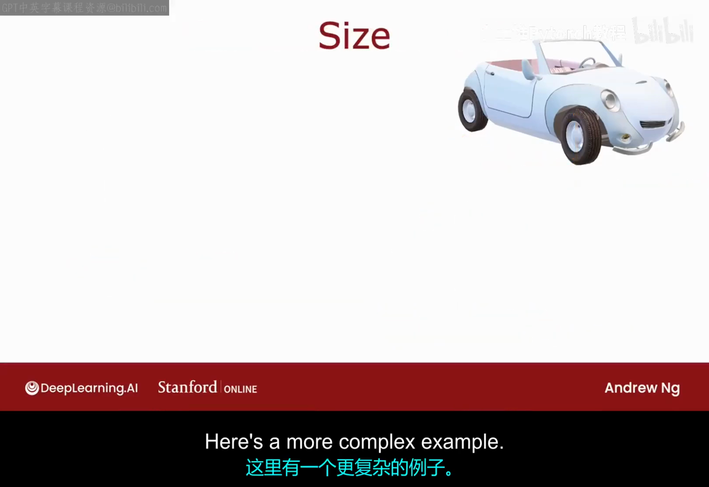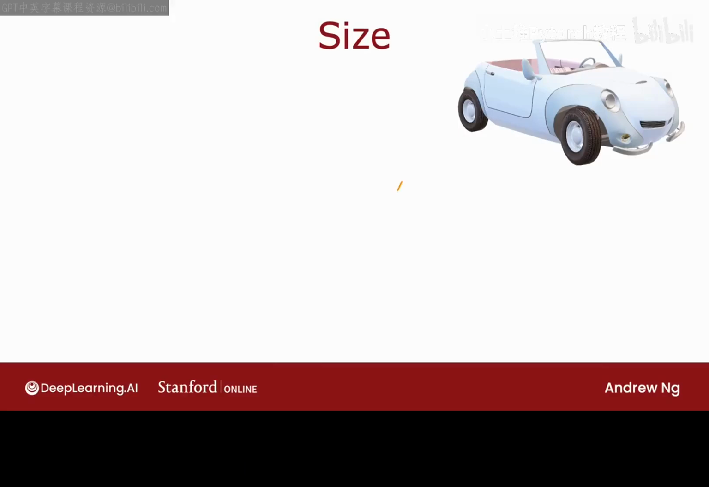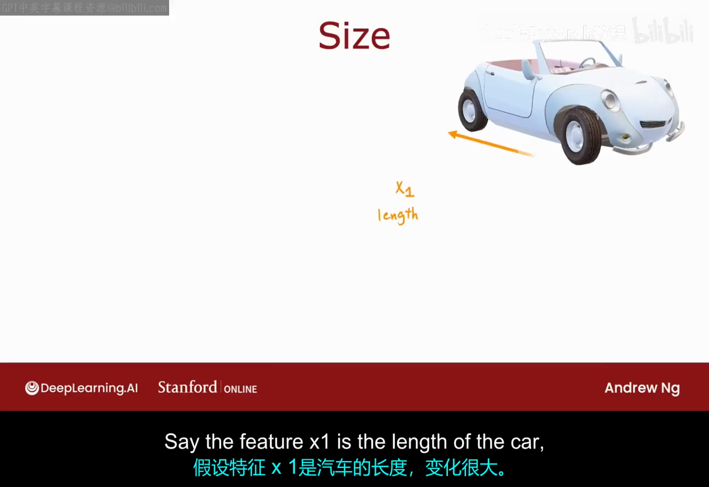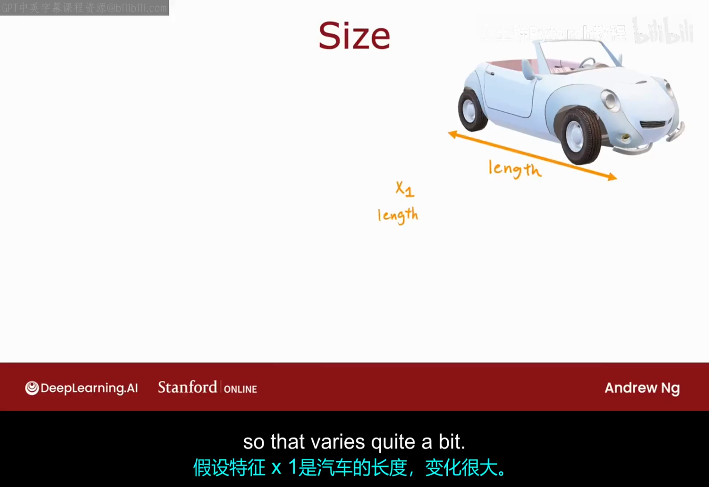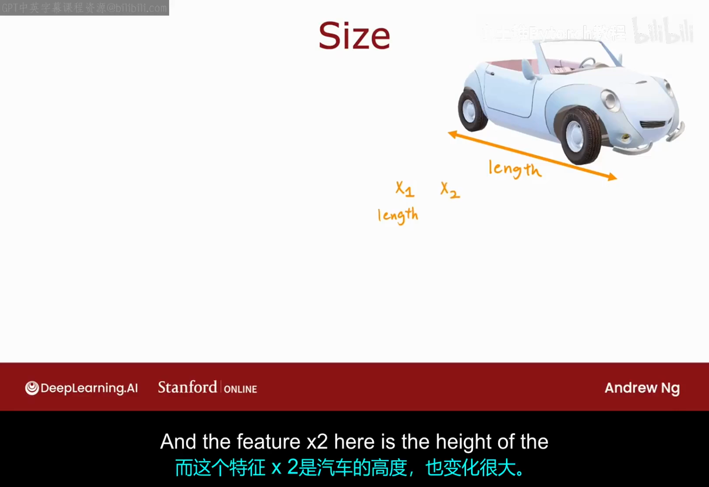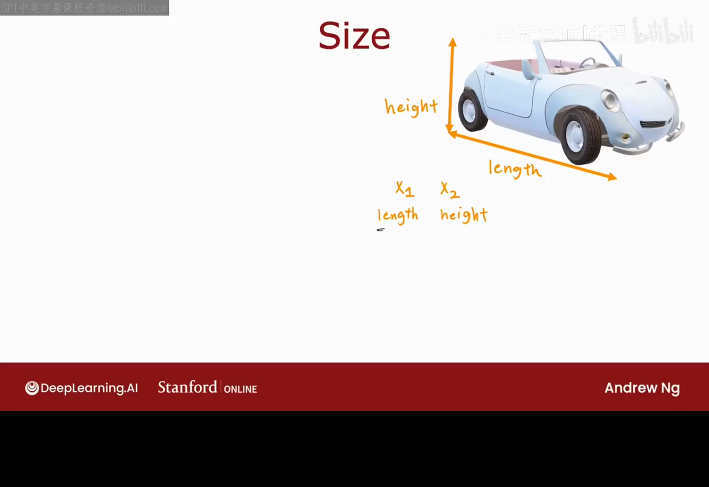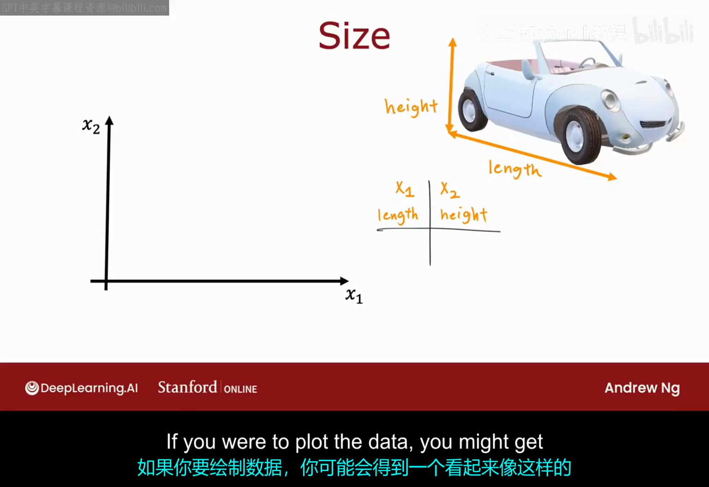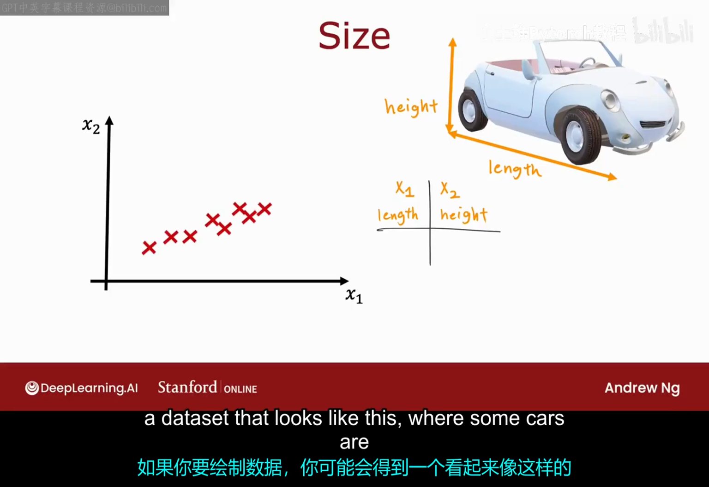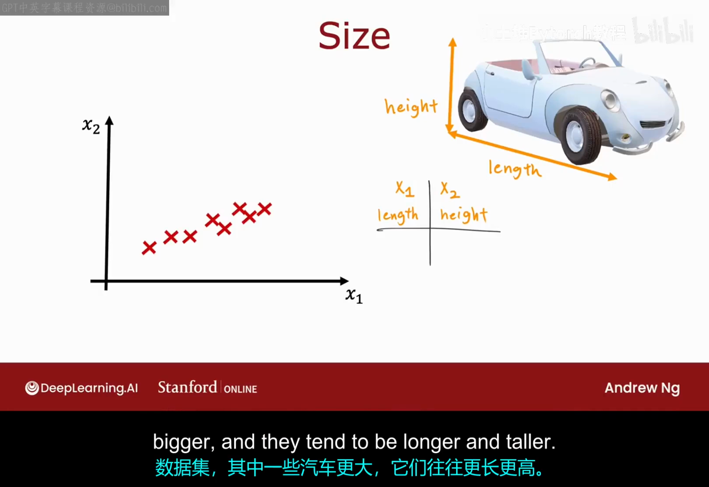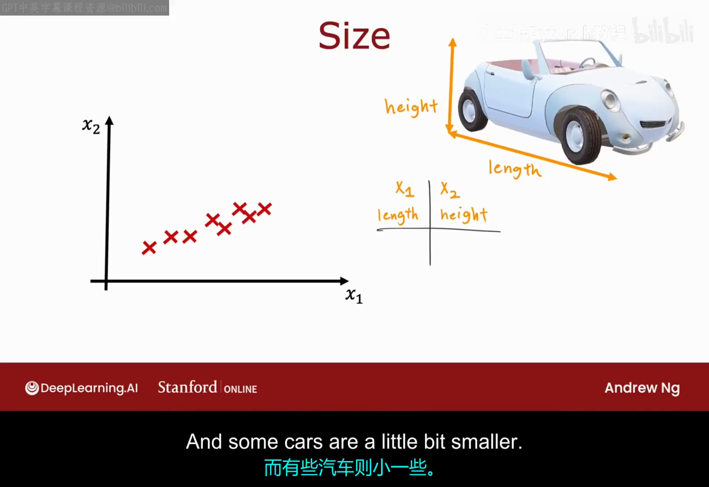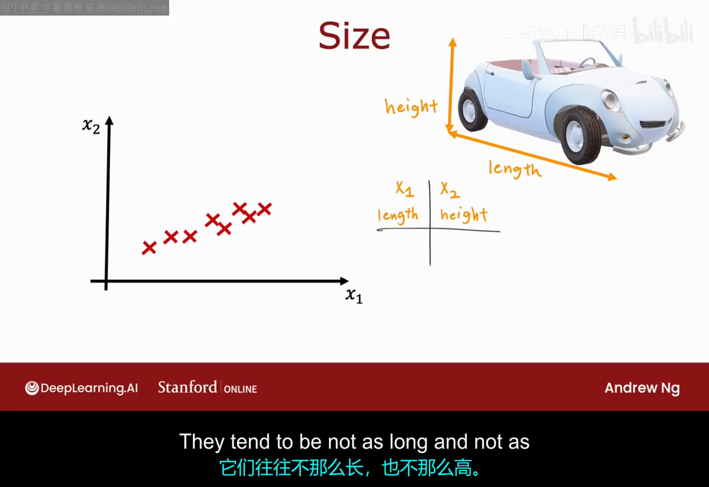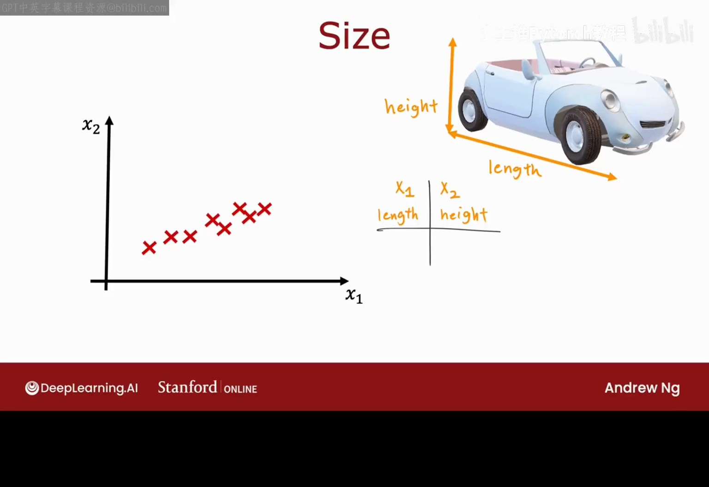In both the examples we saw, only one of the 2 features seemed to have a meaningful degree of variation. Here's a more complex example. Say the feature x1 is the length of the car, so that varies quite a bit. And the feature x2 here is the height of the car, which also varies quite a bit. Some cars are much taller than other cars. If you were to plot the data, you might get a data set that looks like this, where some cars are bigger and they tend to be longer and taller, and some cars are a little bit smaller. They tend to be not as long and not as tall.